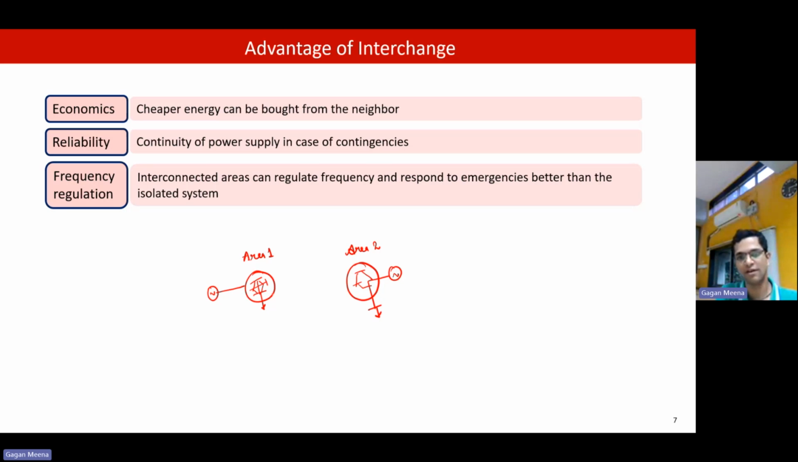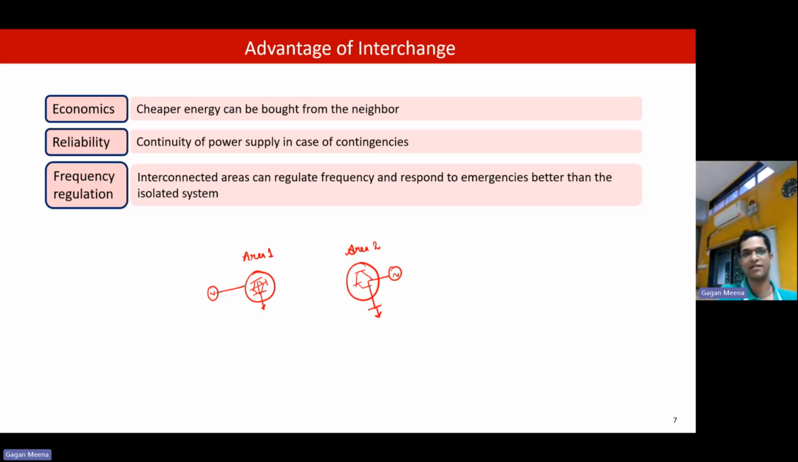Okay. And loads are there. These areas are independently running. Independently, they are able to satisfy the demand. But let's say there is some problem, there can be any kind of contingency.